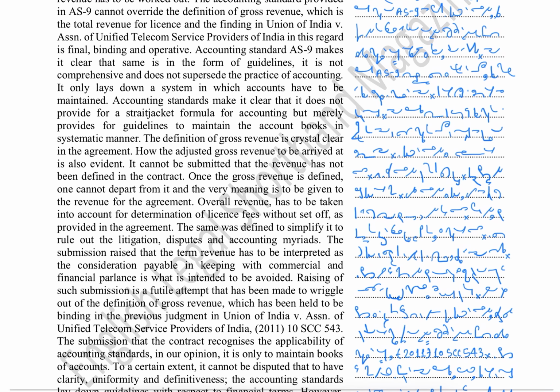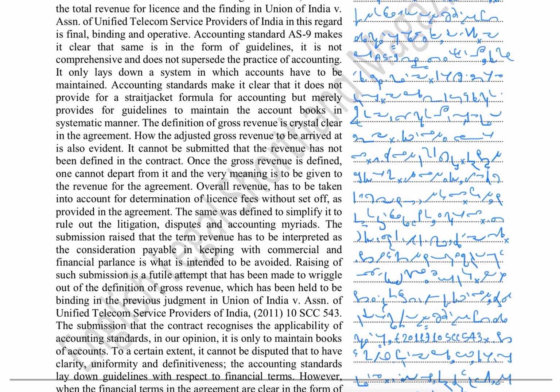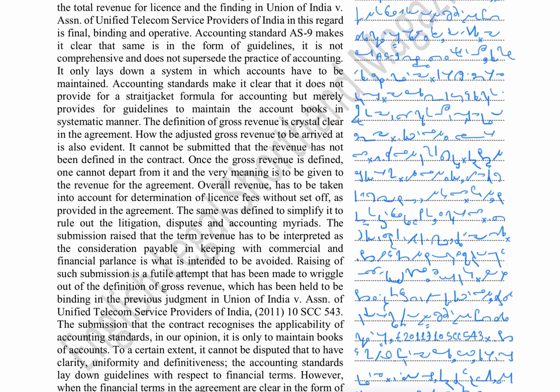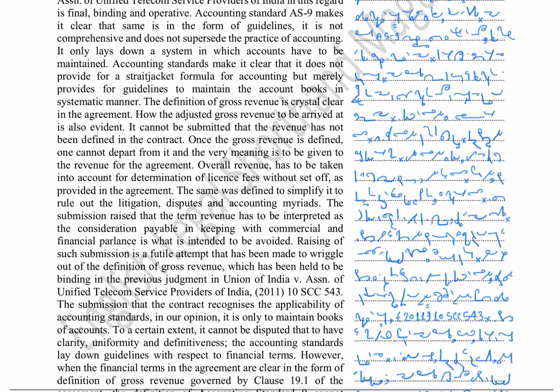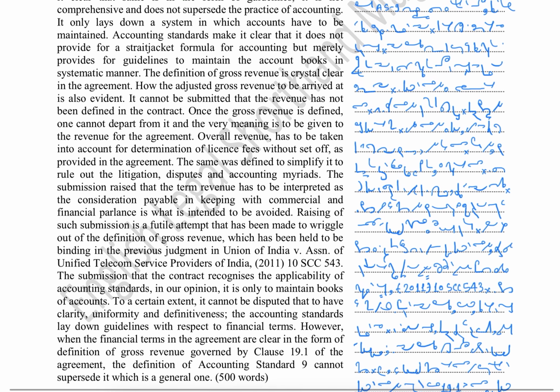The definition of gross revenue is crystal clear in the agreement. How the adjusted gross revenue to be arrived at is also evident. It cannot be submitted that the revenue has not been defined in the contract. Once the gross revenue is defined, one cannot depart from it, and the very meaning is to be given to the revenue for the agreement.